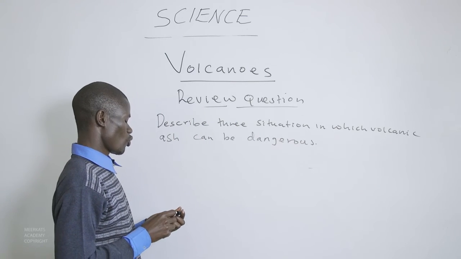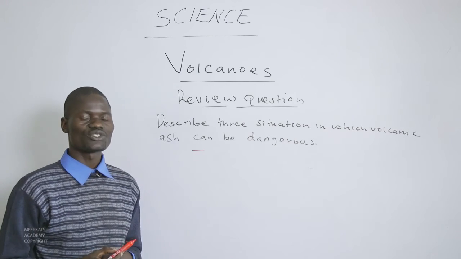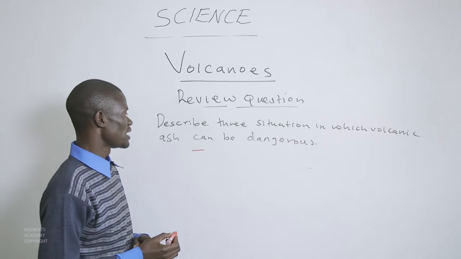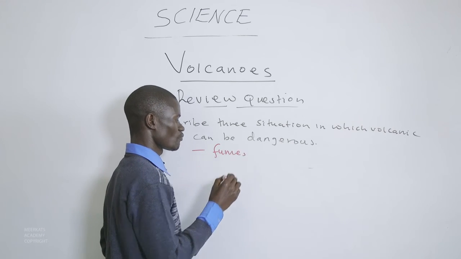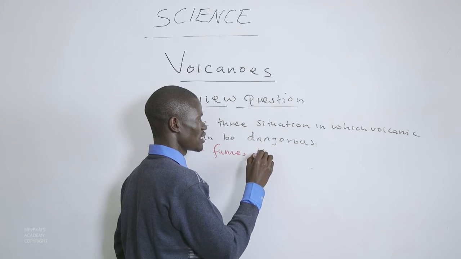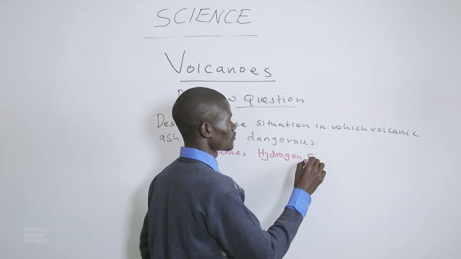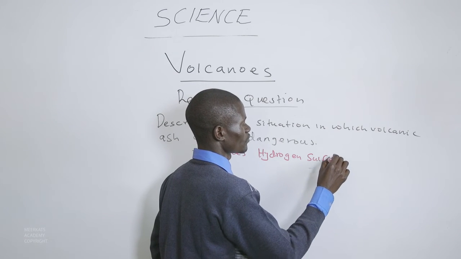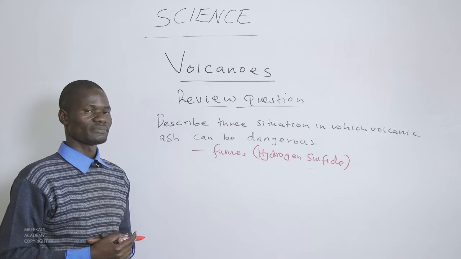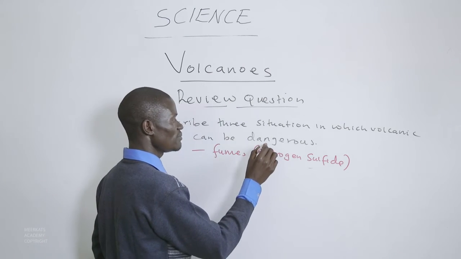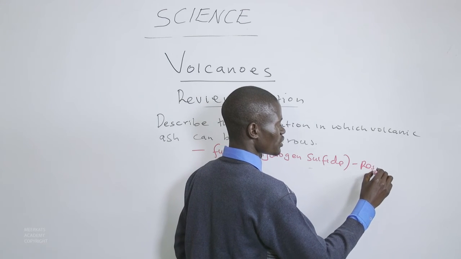First of all, when volcanic ash is thrown into the air or into the atmosphere, there are some fumes such as hydrogen sulfide. These are gases, hydrogen sulfide, that are very dangerous to human health because they cause what we call respiratory disease.